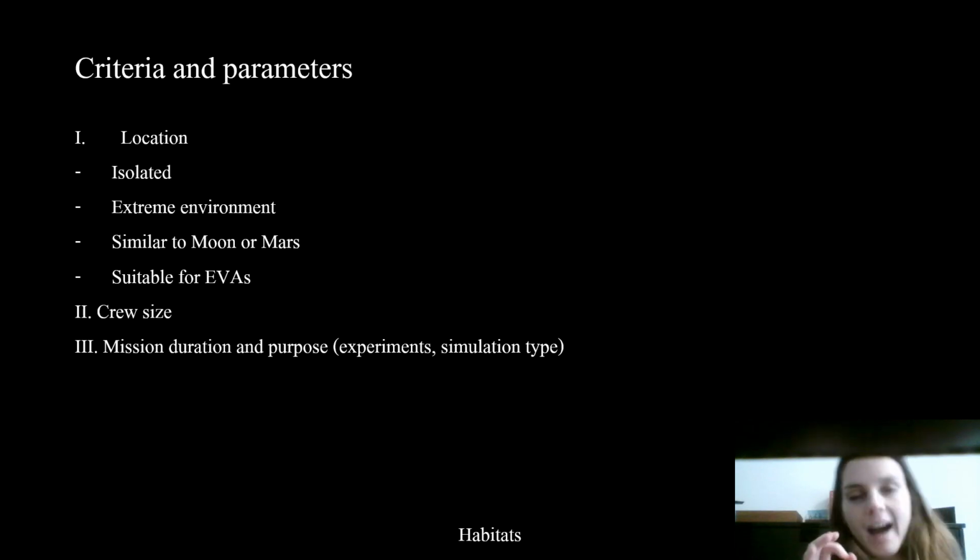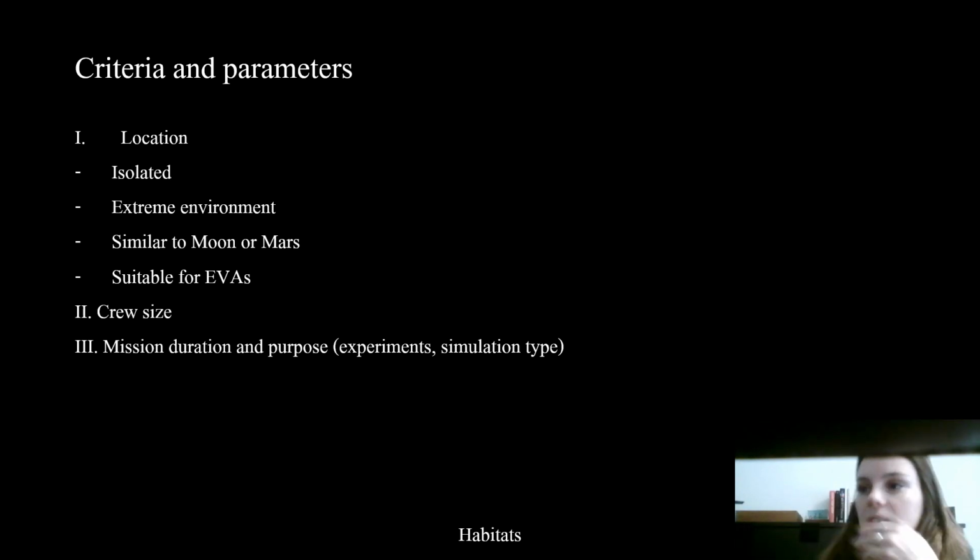So if you can really be somewhere with an extreme environment, so you have a bit of the danger, you have an environment that looks a bit like Moon and Mars, and you can do EVAs, that's fantastic. However, you don't necessarily need to do those EVAs outside. You can also add a module to make that EVA.